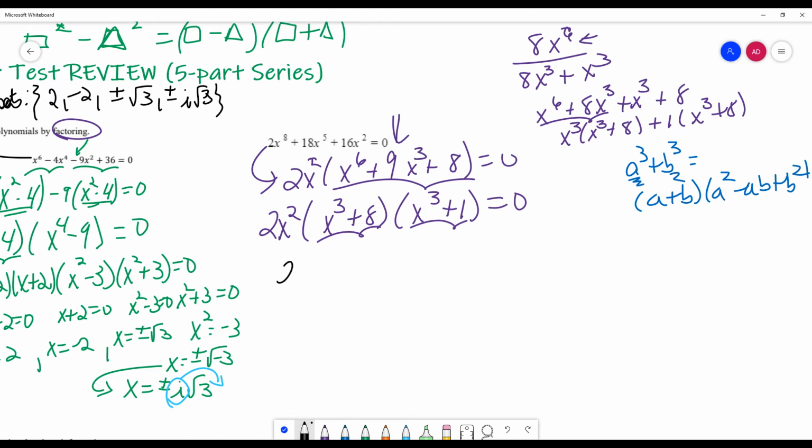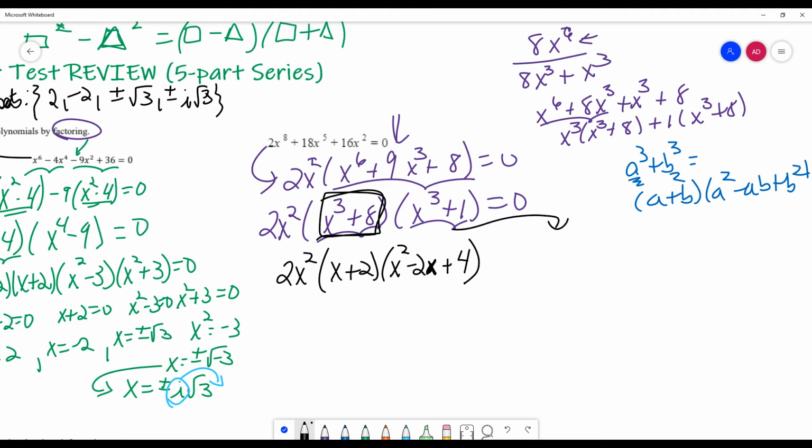All right, so here we go. I have a 2x squared there. When I factor x cubed plus 8, that's x plus 2, because that's a plus b. Then it's a squared minus ab, I miswrote an a, right, plus b squared. Do the same thing with the 1. It's a plus b, a squared minus ab plus b squared. Okay, I cannot stress that enough. If you are a little fuzzy on factoring the sum of 2 cubes, go check out my other video on how to factor the sum of 2 cubes, right?